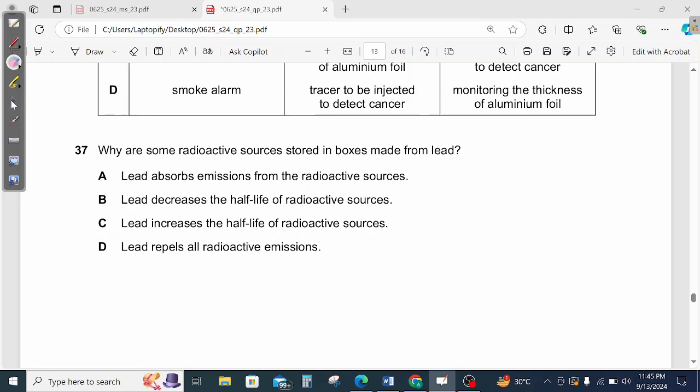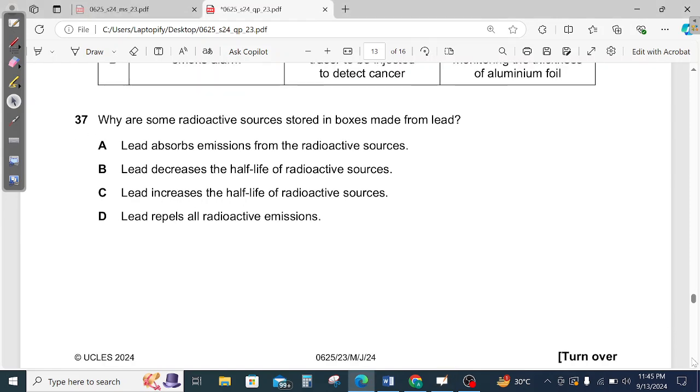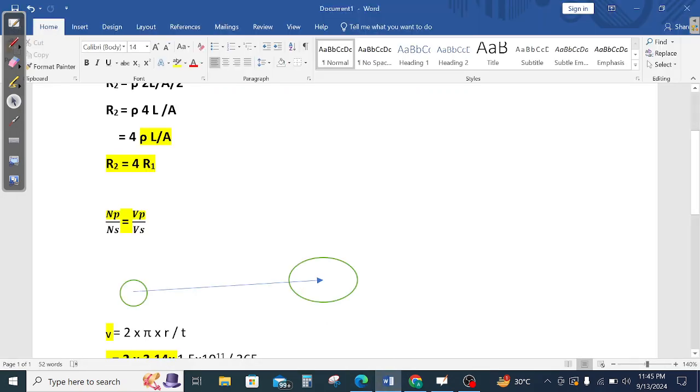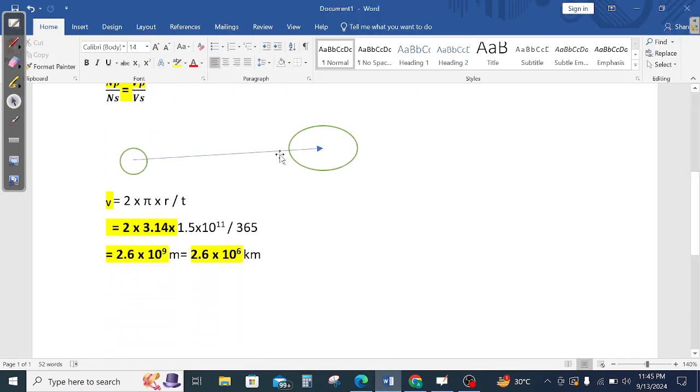Okay, now move towards the 38th question. The average distance from the earth to the sun is given. What is the orbital speed of the earth? I have solved it in a Word file. Suppose this is your earth and this is the sun. The distance from earth to the sun is given, that is r, because the earth revolves around the sun in a circular path. That's why this distance is represented by r here.